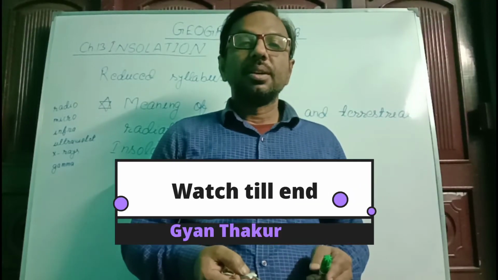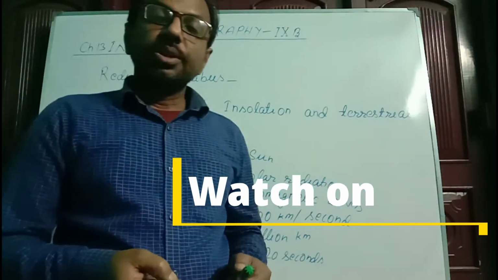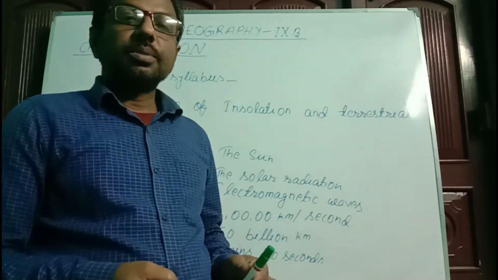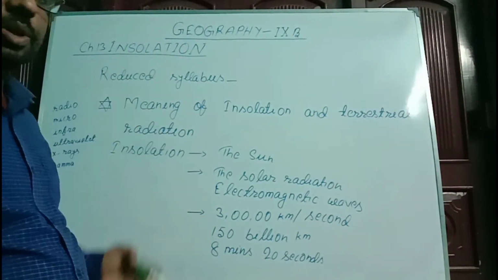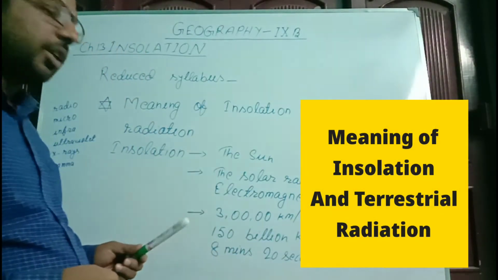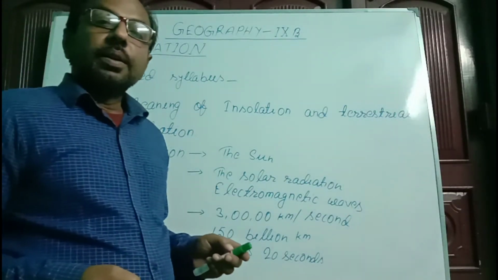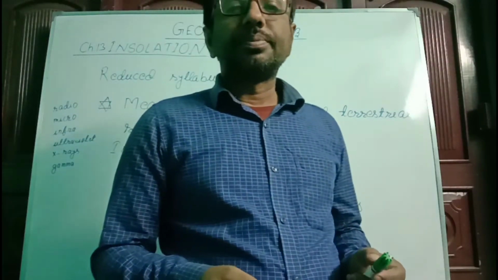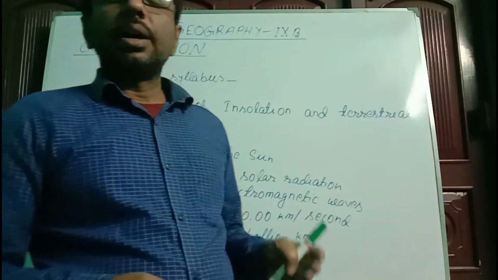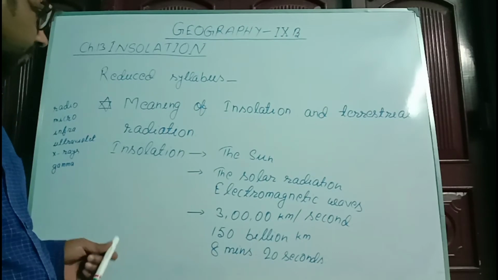Students of class 9B, we have started one new chapter, chapter 13, that is insolation. As per our reduced syllabus, following are the topics mentioned in the syllabus of this chapter. The first topic is meaning of insolation and terrestrial radiation. And the second topic is the factors affecting the temperature. In this factor you will see latitudes, altitudes, distance from the sea, and a few more factors.